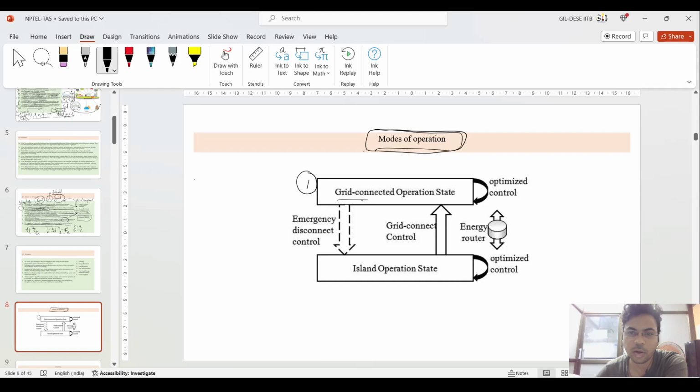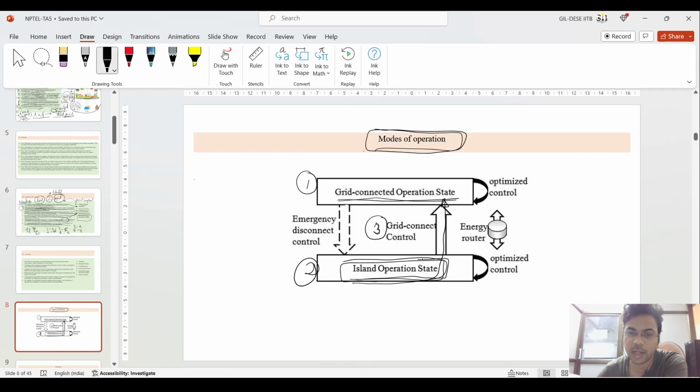Coming to the modes of operation of the microgrid, the first one is grid connected operation mode, when the microgrid is connected to the grid itself. The second mode is when it is not connected to the grid, which means it is an islanded condition. And the third is when it is in islanded operation and it jumps into the grid connected mode, that is the third mode of operation.